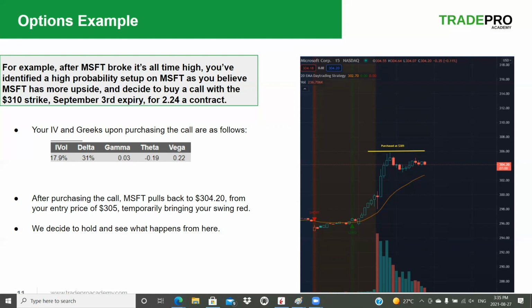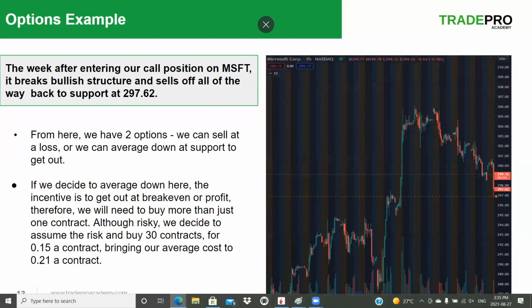After purchasing the call, Microsoft pulls back to 304.20 from your entry price of 305, temporarily bringing your swing red. But we decide to hold and see what happens from here because we are bullish on Microsoft. The week after entering our call position on Microsoft, it actually breaks bullish structure and sells off all the way back to 297.62. So that's close to a 100% loss there. That's a bad loss. So from here, we have two options.